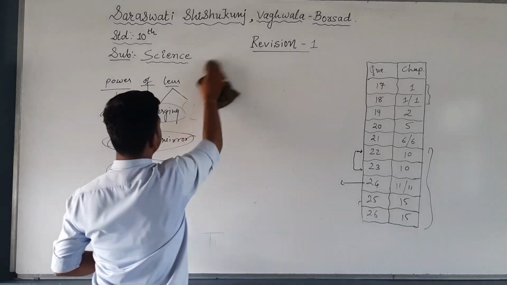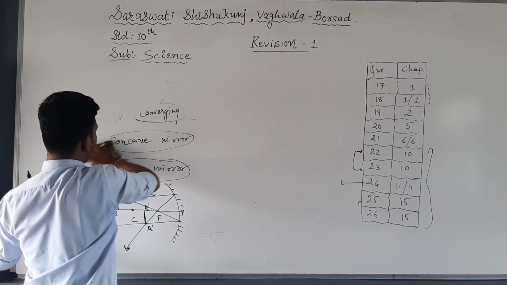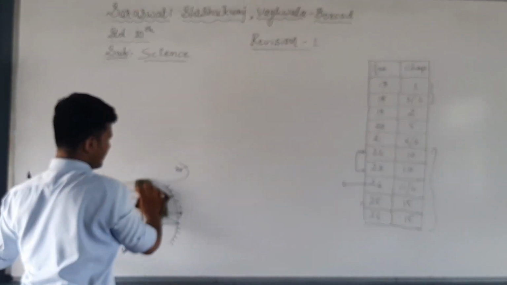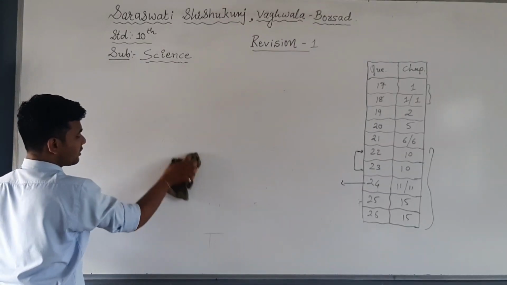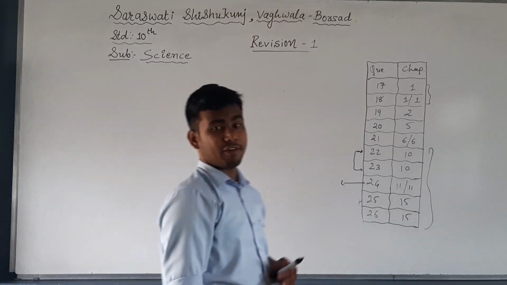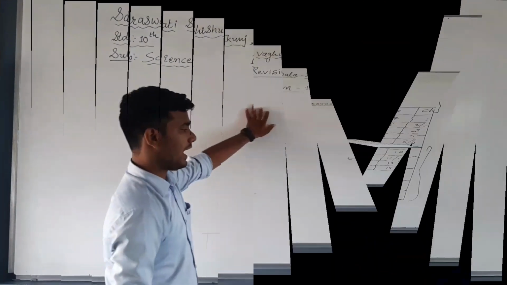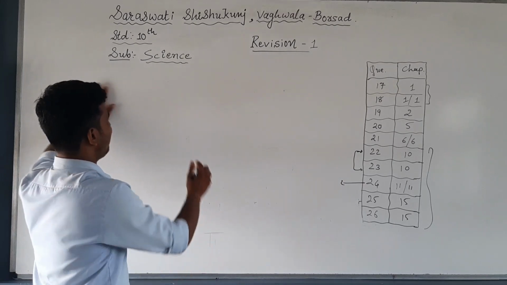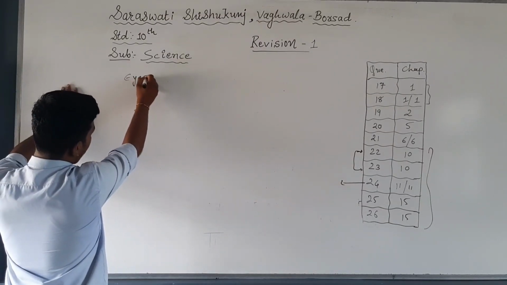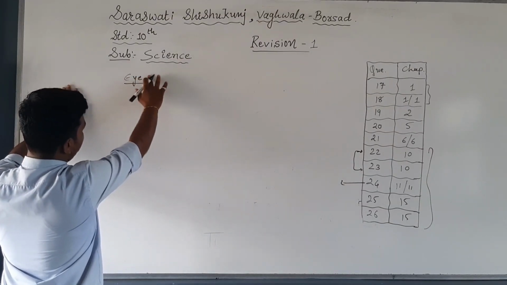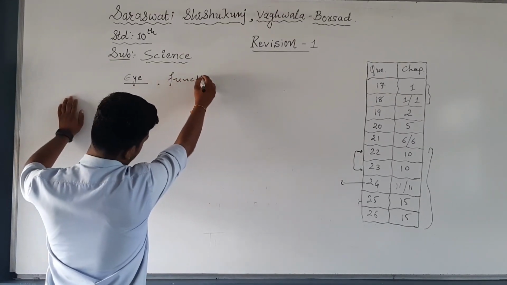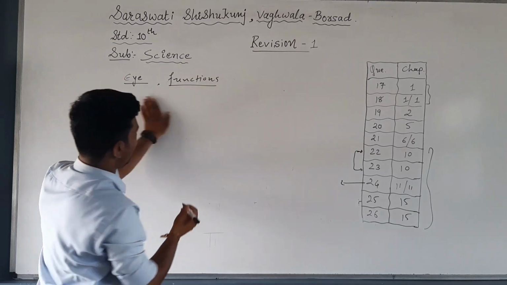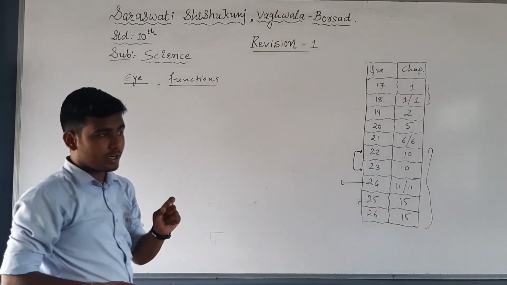Also, just to draw the human eye, it can also be asked to us: functions of different parts of the eye, like what is the function of the iris or what is the function of the ciliary muscles, asked to us from chapter number 11. Means the diagram of the human eye can be asked, and the functions of different parts of the human eye. So it's very important.